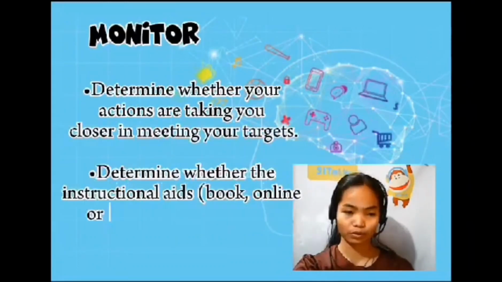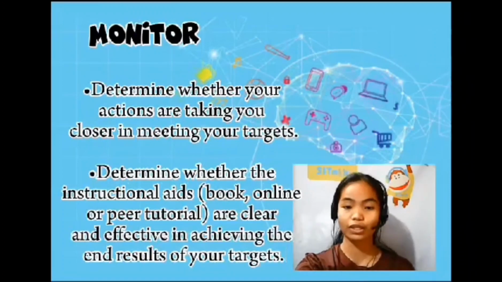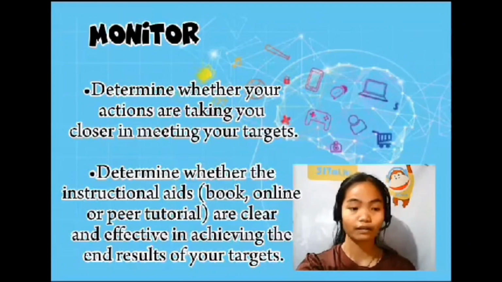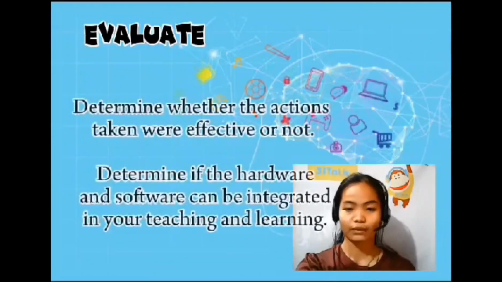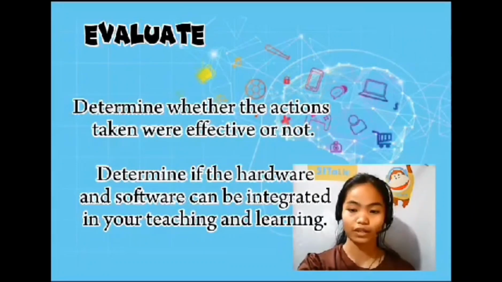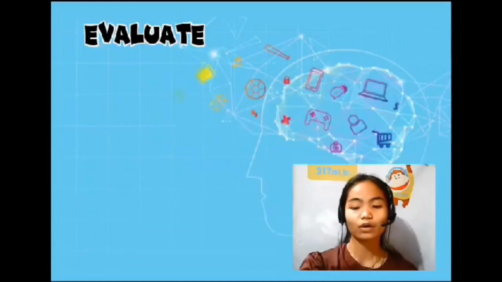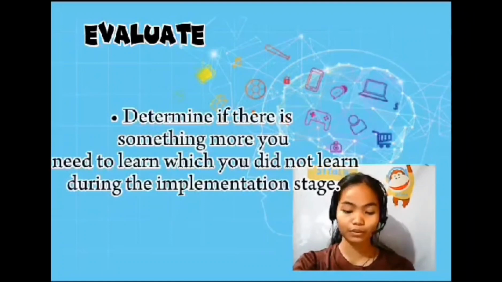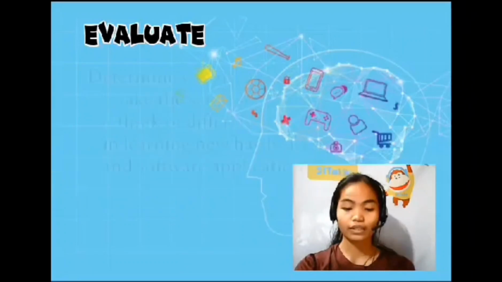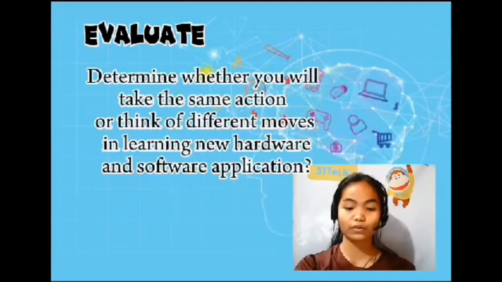Next step is to monitor whether your actions are taking you closer in meeting your targets, whether the instructional aids such as book, online, or peer tutorials are clear and effective in teaching and achieving the end results of your target. Next is to evaluate. We need to determine whether the actions taken were effective or not. Determine if the hardware and software can be integrated in teaching and learning. And we also need to determine if there is something more you need to learn which you did not learn during the implementation stage. And lastly, we need to determine whether you will take the same actions or think of different moves in learning new hardware and software application.